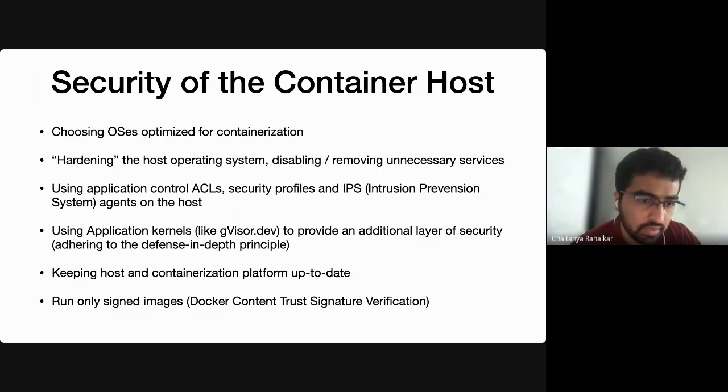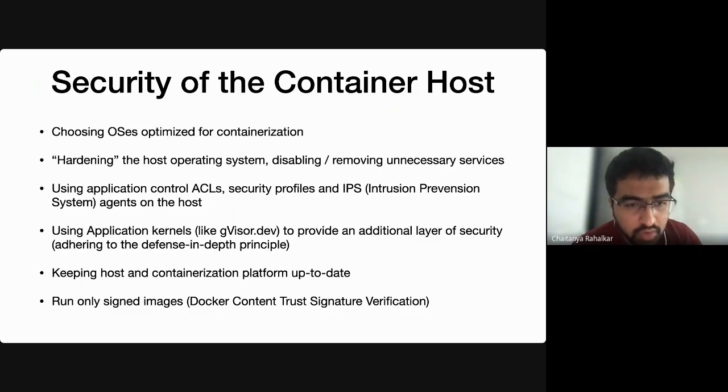For example, if there is a Dirty Pipe exploit or even Dirty COW, which was found in the Linux kernel, it essentially protects your containers. If someone gets access to your container and is able to run these kernel level exploits, they can essentially compromise the host system, because all of the containers are essentially running on the host operating system. So these application kernels protect you from these kinds of kernel level exploits.